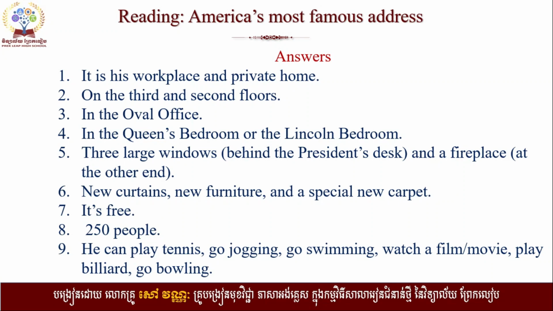Number 6, new curtains, new furniture, and a special new carpet. Number 7 is free. Number 8, 250 people. 150 work for the president and the first lady, and another 100 people look after the building day and night. Number 9, he can play tennis, go jogging, go swimming, watch a film, play billiards, and go bowling.